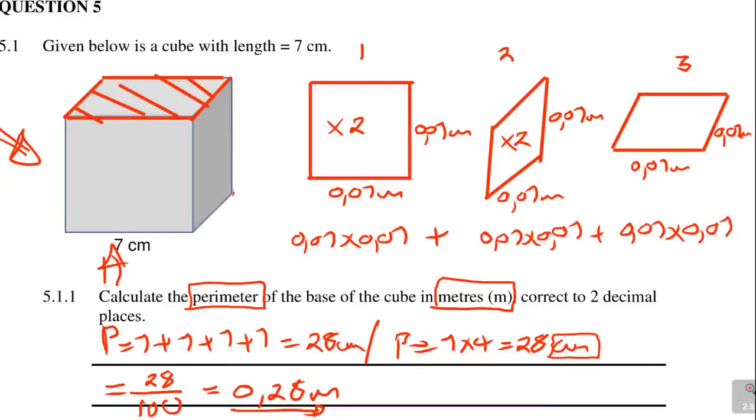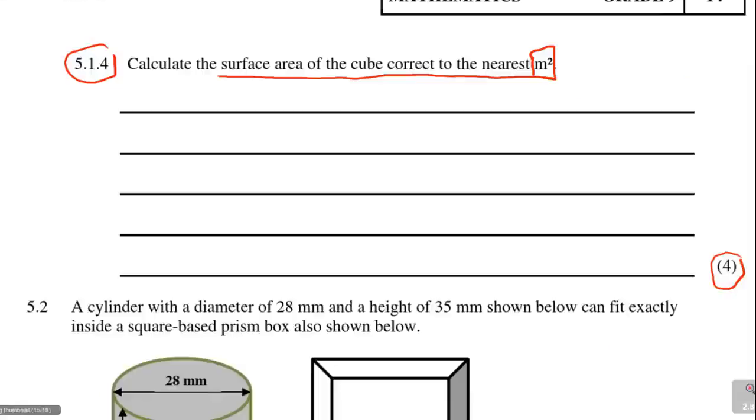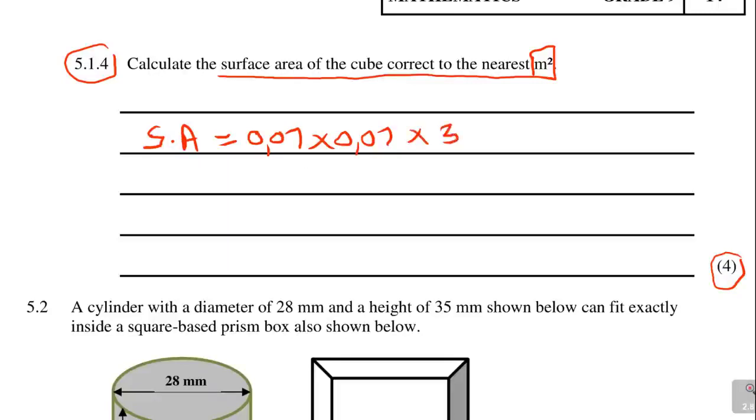So you can see that in here we are actually saying 0.07 times 0.07. How many times? 1, 2, 3. 3 times. I think that's what we are actually doing. So you can actually come and summarize it to say surface area is equal to 0.07 times 0.07 times 3. You saw that.